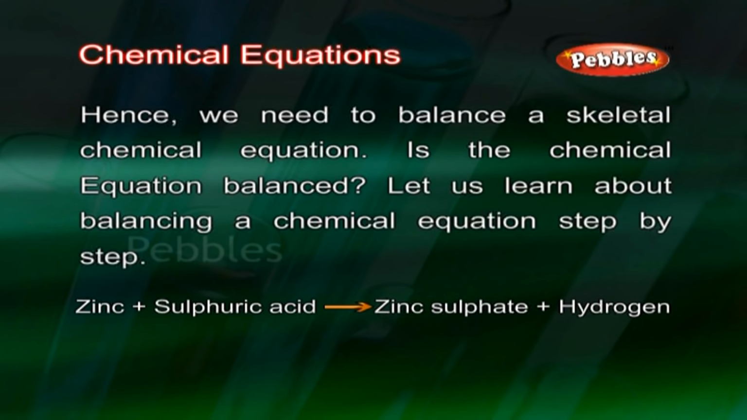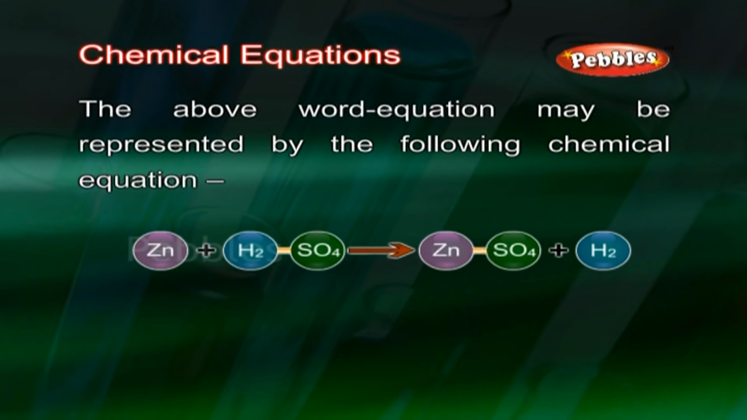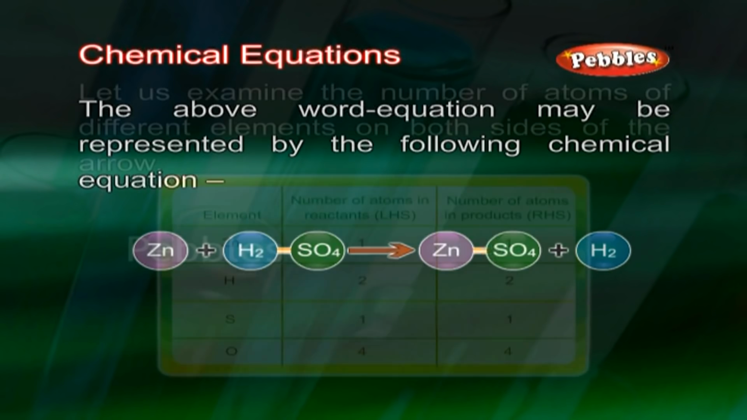Is the chemical equation balanced? Let us learn about balancing a chemical equation step by step. Zinc plus sulfuric acid gives zinc sulfate plus hydrogen. The above word equation may be represented by the following chemical equation. Zn plus H2SO4 gives ZnSO4 plus H2.